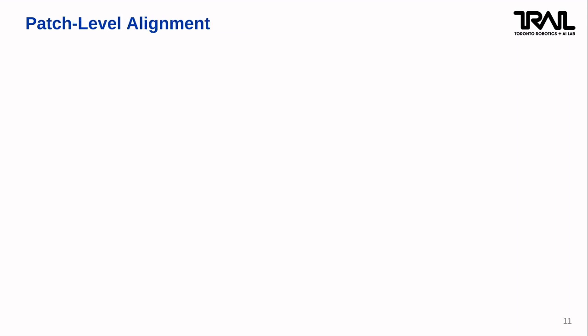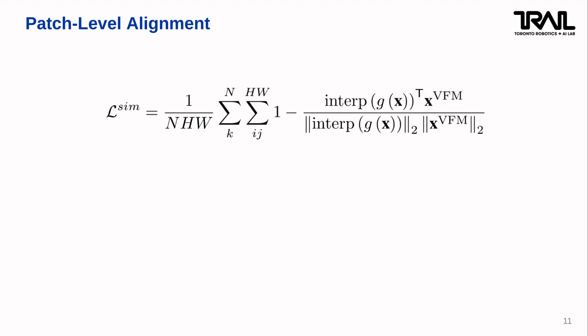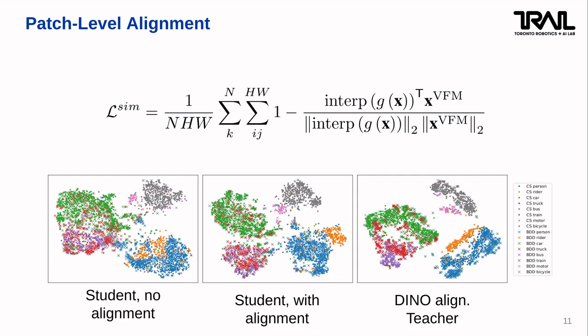We'll now go into more details on the patch level alignment. Here, we use a simple alignment loss for the student to the VFM. We simply minimize the cosine distance between the patch features of the VFM encoder and those of the student, which are first interpolated to the required size and transformed through a two-layer projection MLP. In practice, we see that using this alignment leads to a representation that has better class separation, which improves performance.